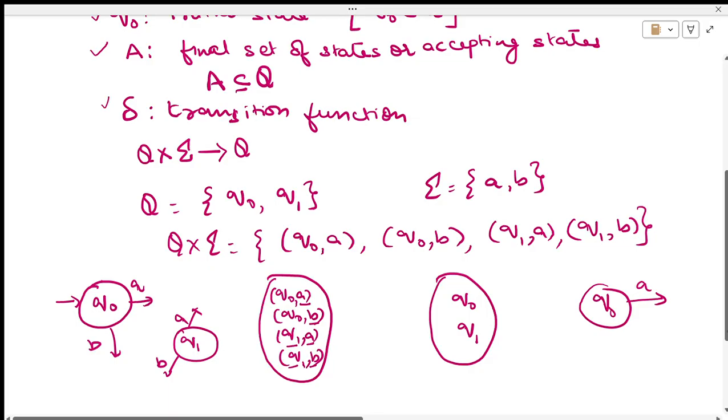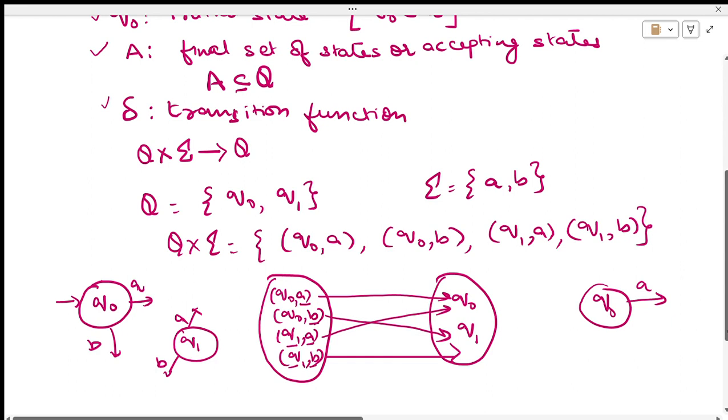For example, in this case, Q naught on reading A, we assume that it is going to Q naught. Q naught on reading B, it is going to, say, Q1. Similarly, Q1 on reading A, we assume that it is going to Q naught, and Q1 on reading B, it is going to Q1.